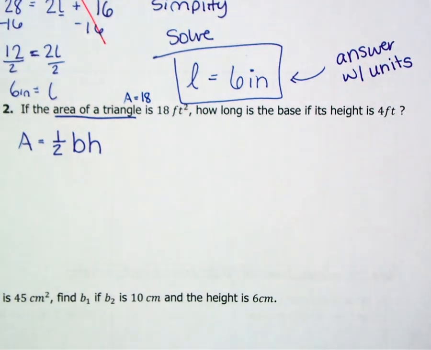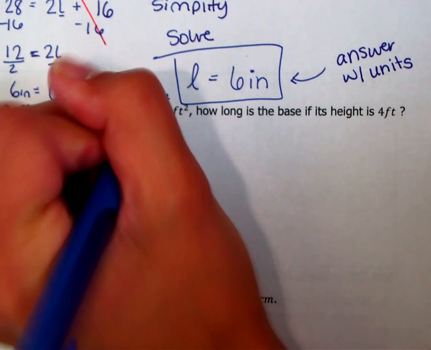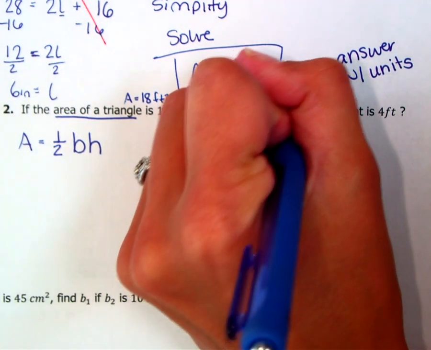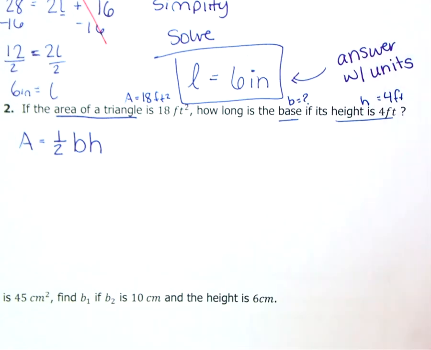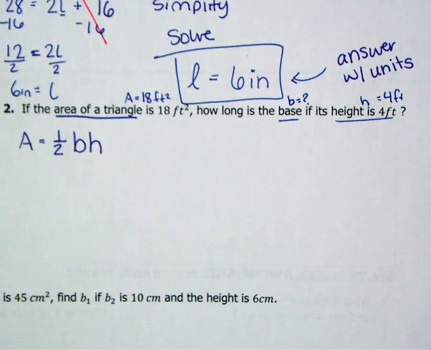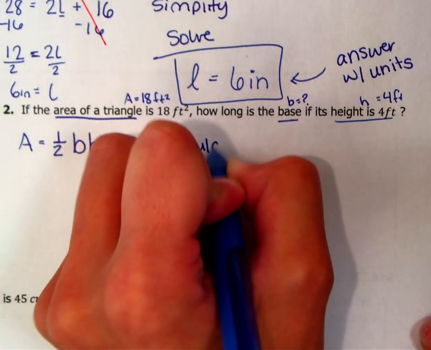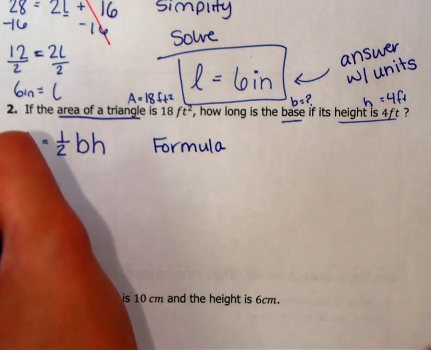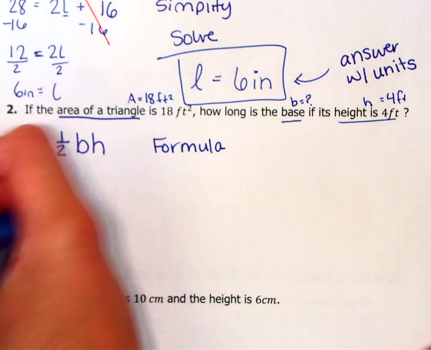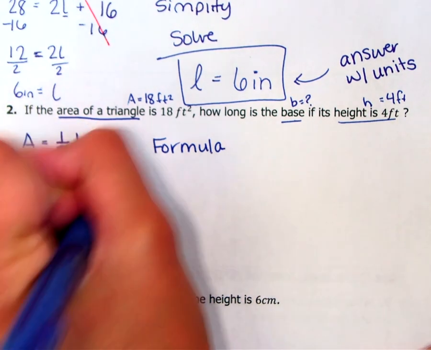All right, so in the first one, we got the area is 18 feet squared. Then it tells me I'm finding the base, and my height is 4 feet. So we know a lot of information. So we've got our formula. Next thing we're going to do is substitute in. So we'll substitute in our 18 for the area. My B is missing and my H is 4.